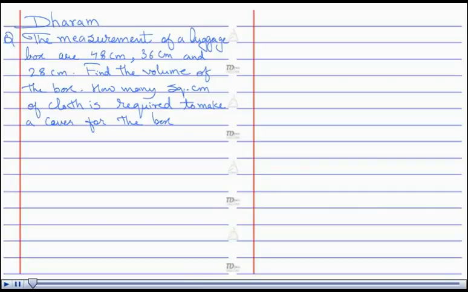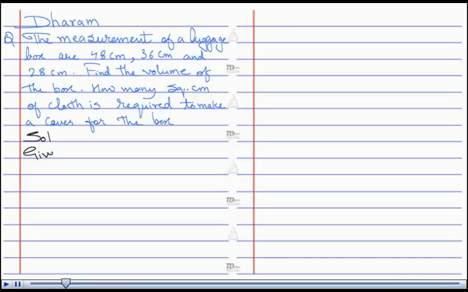Hello, I am Dharam. The question is, the measurements of a luggage box are 48 cm, 36 cm and 28 cm. Find the volume of the box. How many square centimeters of cloth are required to make a cover for the box? Solution.